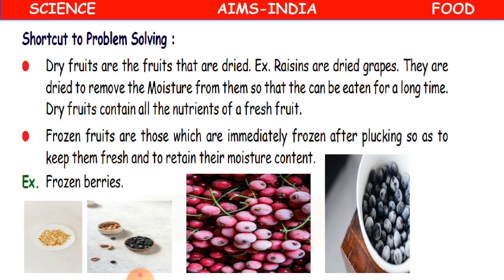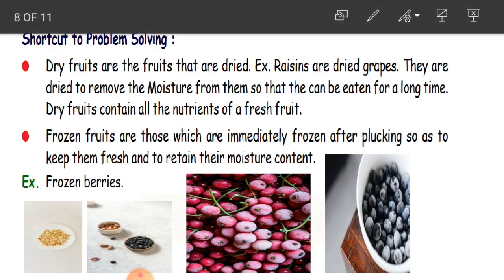So problem solving here is nothing but where there is no need to cook the food. You can just eat it as it is. How do you do that? For example, dry fruits. Here, dry fruits are the fruits that are dried. Basically, children, fruits are dried, and after getting dried, then we can consume them. Those fruits are called dry fruits. For example, raisins and dried grapes.